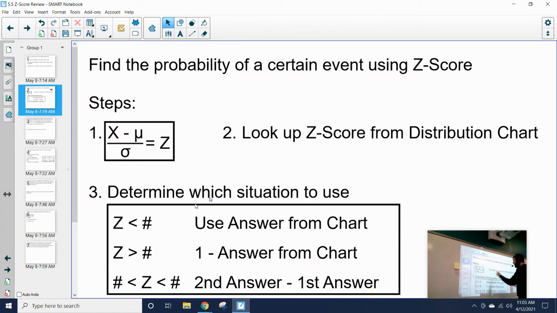And then you had to determine which of the situations to use. Are you looking for less than a number? Are you greater than a number? Or are you in between two numbers? Because that will determine your situation. If you were less than, you just use the answer from the chart. If you were greater than, then we did 1 minus the answer from the chart. And if we were in between those two numbers, we would take the second larger answer, and minus the first larger answer. So that was our normal distribution that we were looking at.